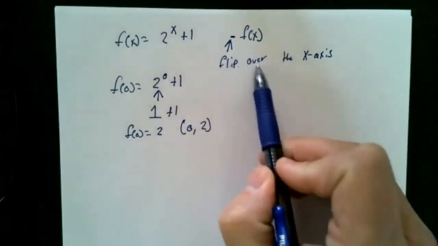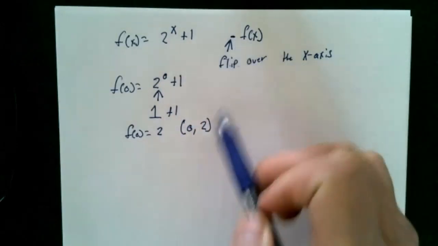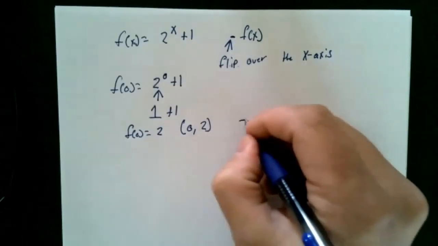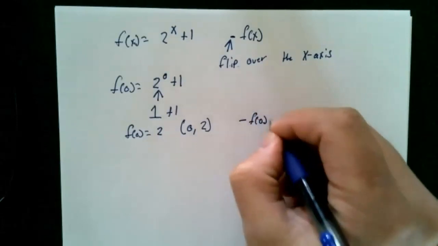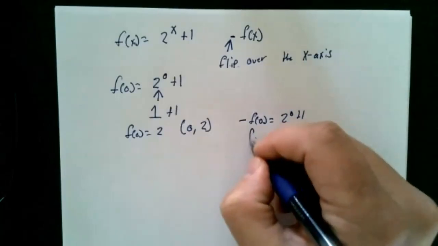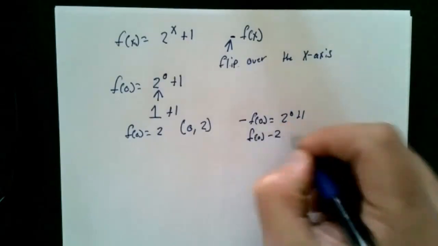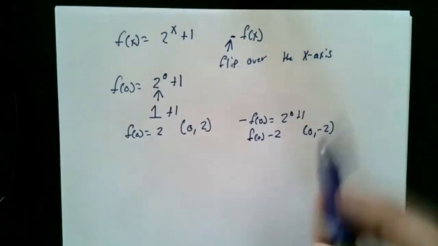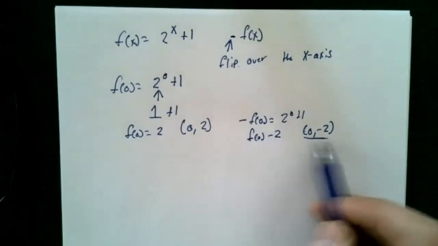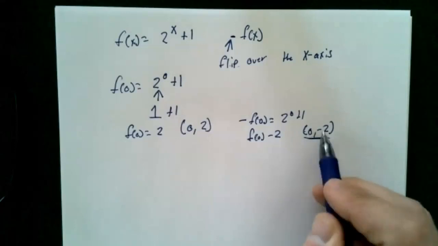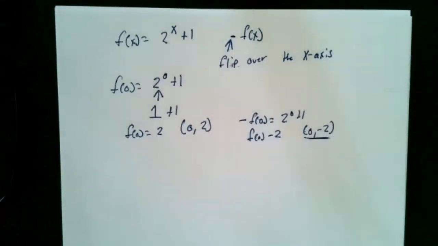Since we have this reflection over the x-axis, that's going to take our y value from being positive to negative. So a negative f of x, or negative f of 0, is going to be negative 2, or the point (0, -2). Okay, so without knowing anything about exponential functions, we want to find the graph that has the point (0, -2) listed.